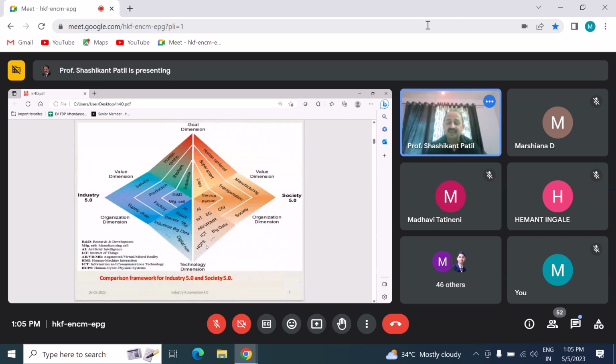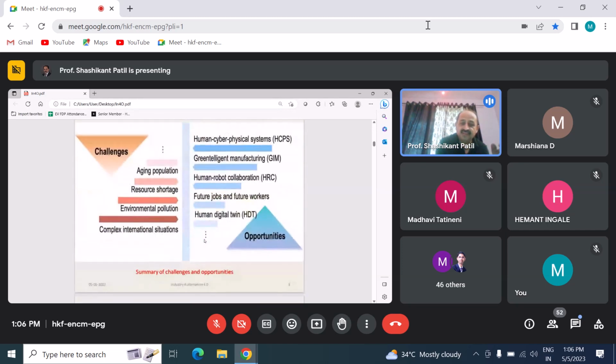If we compare the frameworks of industry 5.0 and society 5.0, there are various dimensions. On the other side you can see research and development, manufacturing, AI, IoT, augmented reality, virtual reality, all these things. It has four dimensions: goal dimensions, technology dimensions, society 5.0 as another dimension, and industry. This picture is self-explanatory. We cannot neglect society and industry. These are different domains, because what is the motive of the industrial revolution or technological advancement? To improve human life, to improve the living standards of society. Technology is the medium through which we are supposed to improve life, and these are some of the dimensions which need to be brainstormed while we are coming up with new technologies.